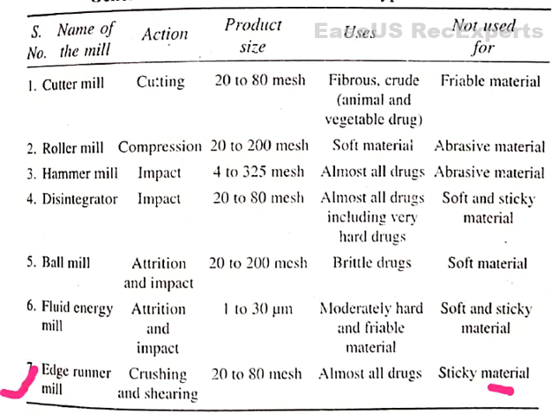Okay, then we have to remember this: hammer mill and disintegrator mill, their mechanism is same, that is impact, and they are also not used for abrasive material. Then ball mill and fluid energy mill have the same mechanism, attrition and impact, and both are not used for soft material, soft and sticky material.